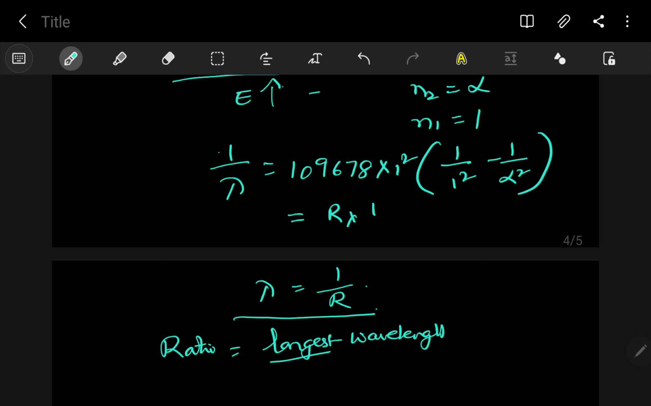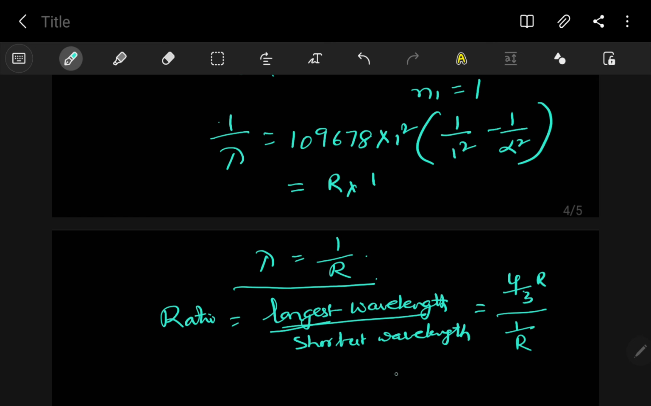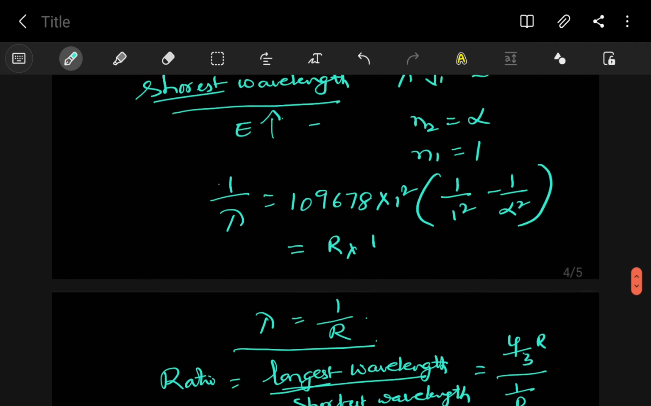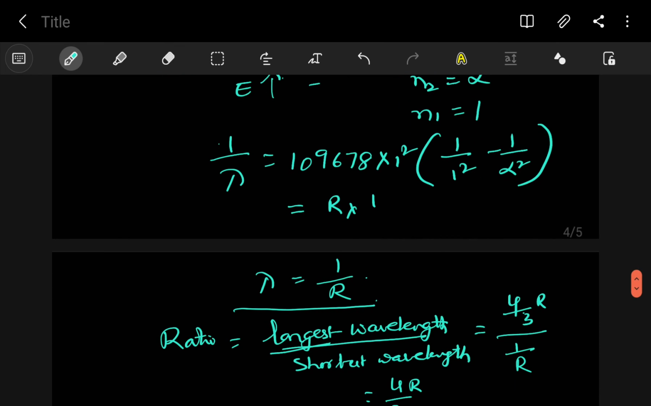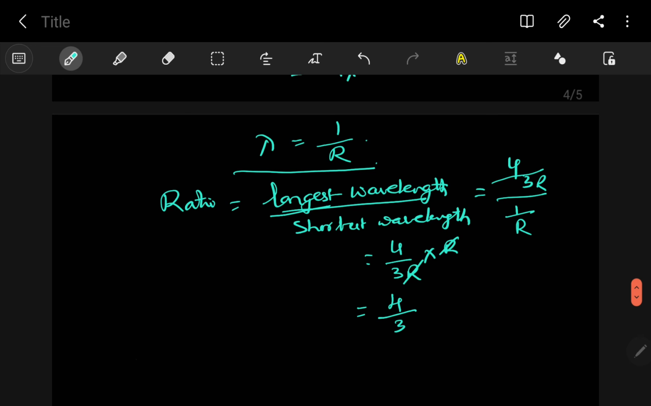And what is the ratio between the longest wavelength and the shortest wavelength? I told you already, the longest wavelength is 4 by 3R and the shortest wavelength is 1 by R. So it becomes 4 by 3R into R. So the ratio is 4 by 3. Like that in the objective they will be asking the ratio.